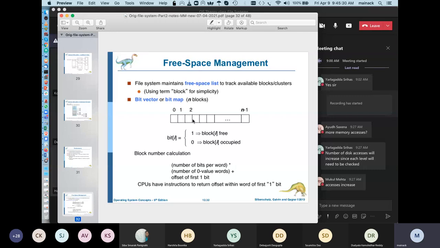So you can go word by word scanning, and keep a tab that the first word doesn't have any 1. Okay, so the block number is the number of bits per word, whatever word size you set, times the number of zero-valued words, plus the offset of the first 1 bit within a word. All of this can be done using CPU instructions, so it is extremely fast.